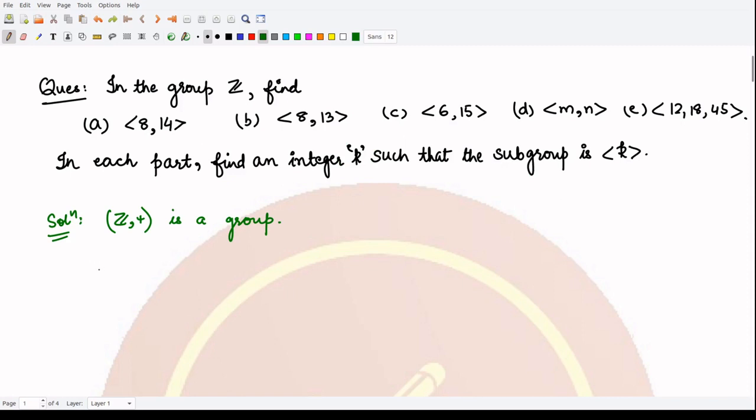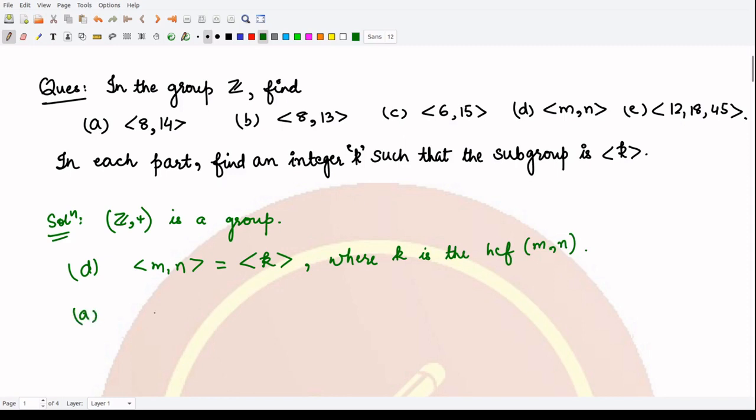So let me tell you first of all for the D part. If you have m and n as 2 numbers generating this subgroup, you can write it as the subgroup generated by k, where k is the HCF of the numbers m and n. So in the first case, the subgroup generated by 8 and 14 would be that generated by 2, where 2 is the HCF of the numbers 8 and 14.